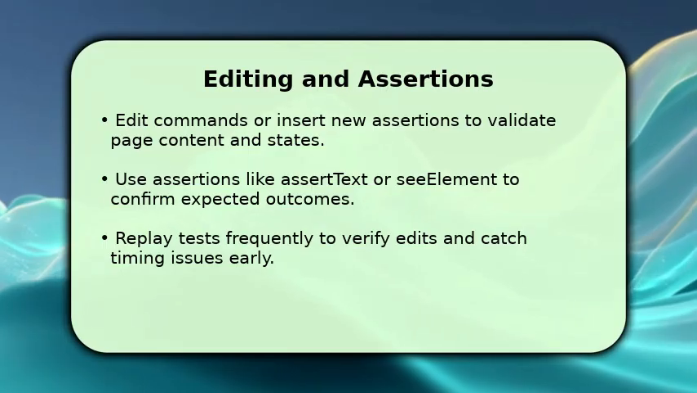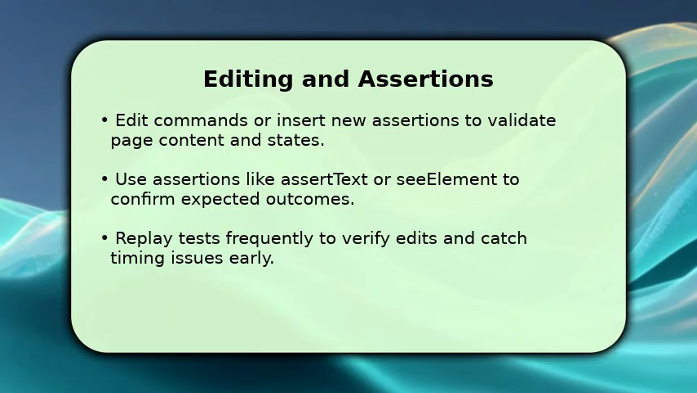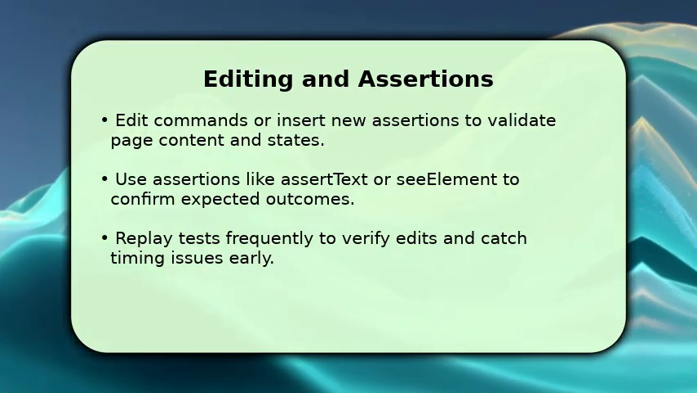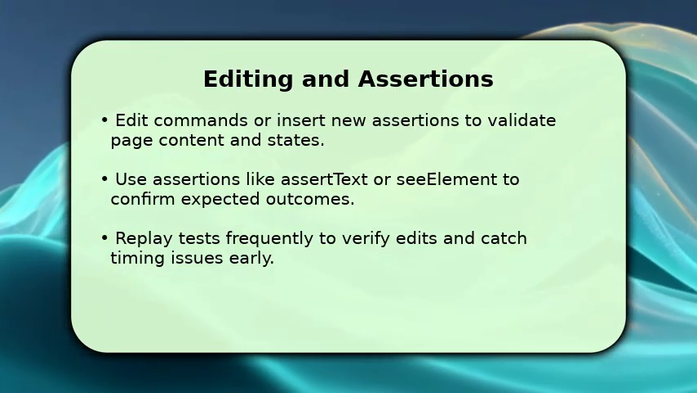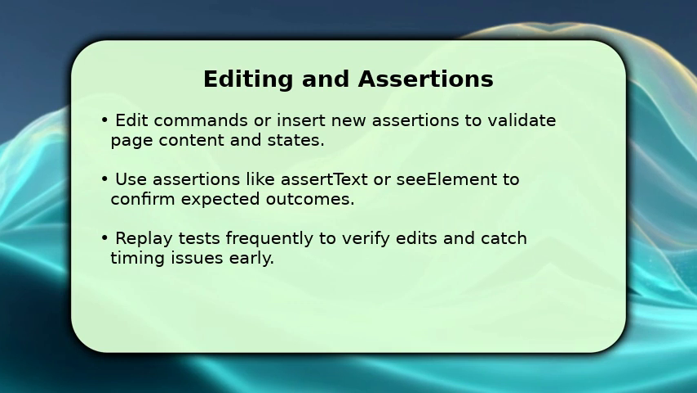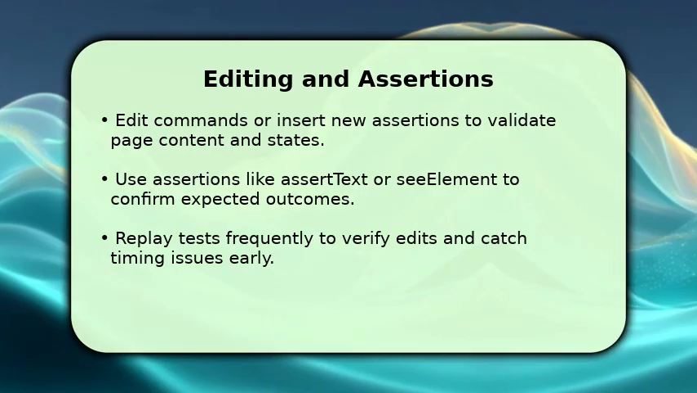After recording, edit your test by changing command targets, inserting assertions, and adjusting waits to handle dynamic content. Add assertions such as assert text or assert element to validate crucial page elements and outcomes. Use the command table to fine-tune selectors and timing values, then run the test to watch playback.